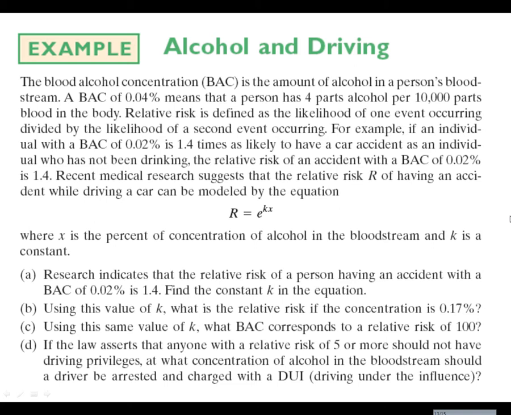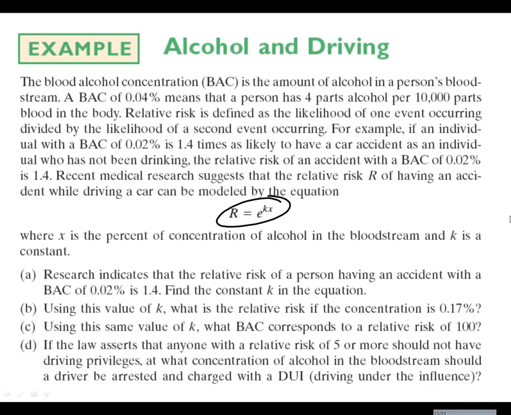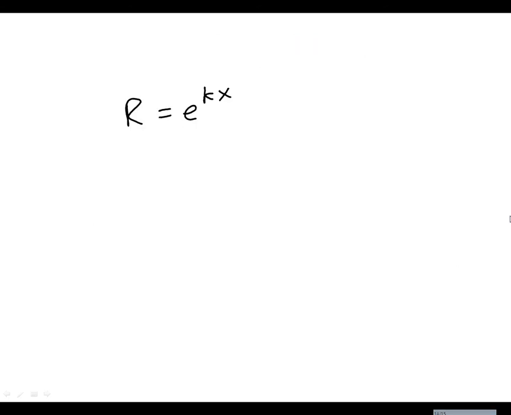Recent medical research suggests that the relative risk R of having an accident while driving a car can be modeled by this equation. We don't have much space here, so I'm going to go to the next slide and write that down. R equals e to the kx. And we're going to solve some problems based on that. First one, x is the percent of concentration of alcohol. Research indicates that the relative risk of a person having an accident with a BAC of 0.02 is 1.4. So, the relative risk was 1.4, and 0.02 was our blood alcohol content.